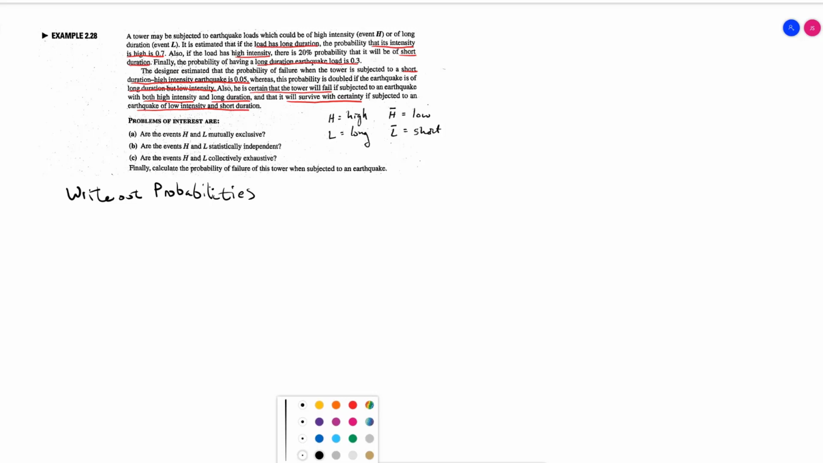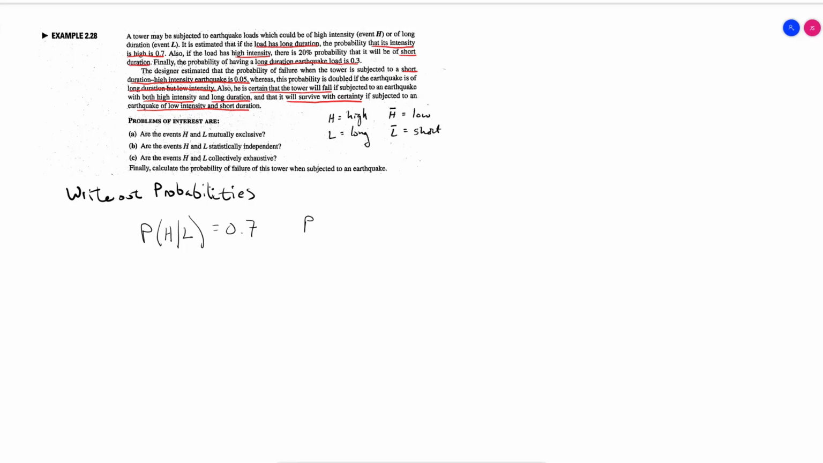If the earthquake or load has a long duration, the probability that its intensity is high is 0.7. So the probability that we have high intensity given long duration is equal to 0.7. And I've defined those terms here. So H is high, L is long, H complement is low intensity, and L complement is short duration. Okay, let's keep going. There's a 20% probability that if the load or earthquake has a high intensity, then it will be of short duration.